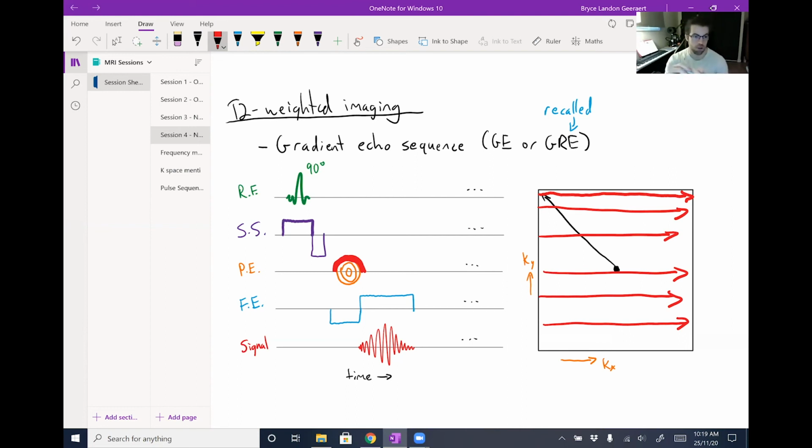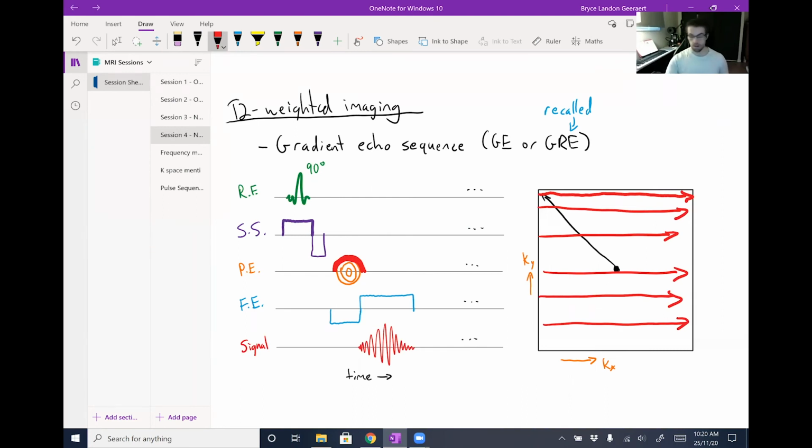Sounds like collecting 256 echoes would take a long time, and it kind of does. A T2 weighted image would probably be between 2 to 5 or maybe even 6 minutes, depending on your scanner. I can't really recall how long ours is on the Children's Hospital scanner. I think it's around 5 minutes. So it does take a while, just because we need to let our signal regrow before we tip it again and all that stuff.